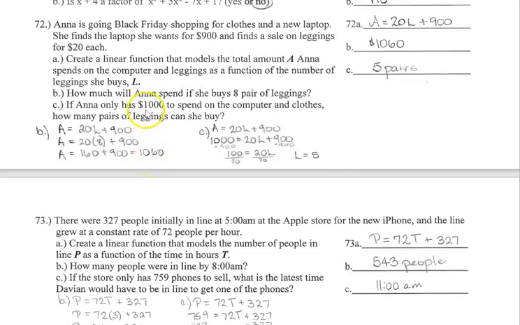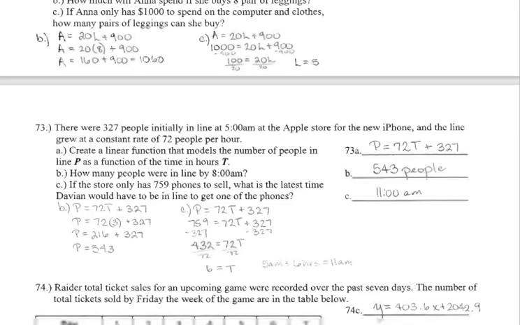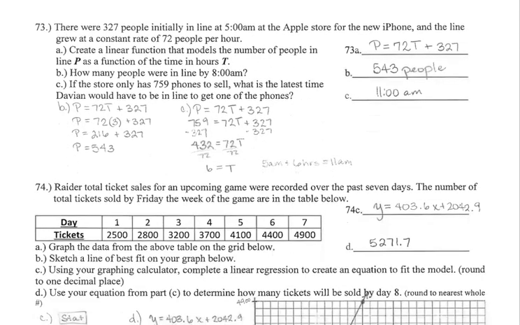All right, this next one says the amount she has to spend is $1,000. How many pairs of leggings can she buy? So this time they gave me the amount was 1,000, and we're solving for the number of pairs of leggings. So let's solve for L. Subtract 900 from both sides and then divide both sides by 20, and we'll have L is equal to 5 pairs.